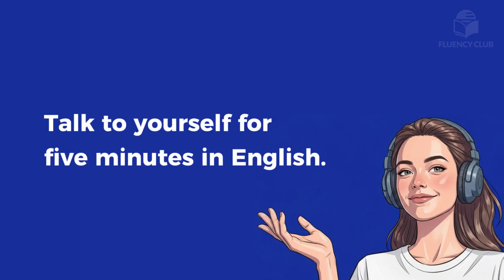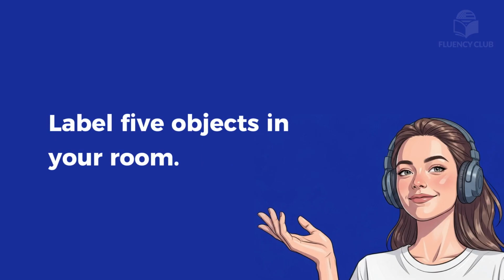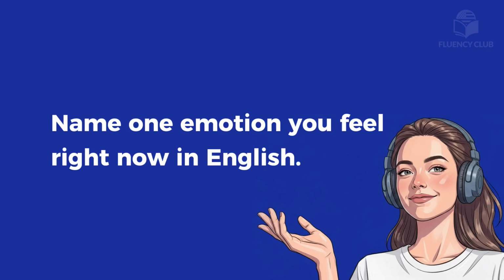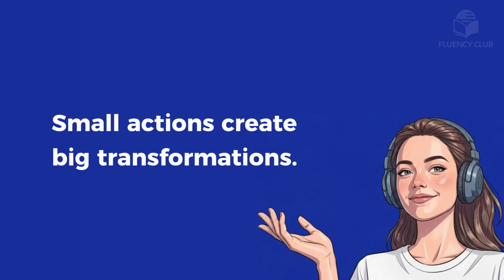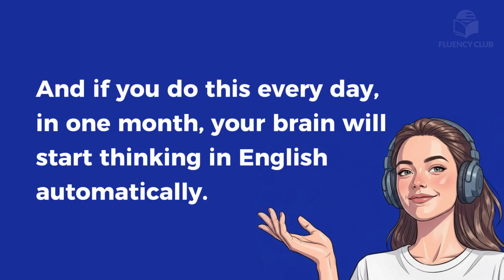Talk to yourself for 5 minutes in English. Label 5 objects in your room. Name one emotion you feel right now in English. Small actions create big transformations. And if you do this every day, in 1 month, your brain will start thinking in English automatically.